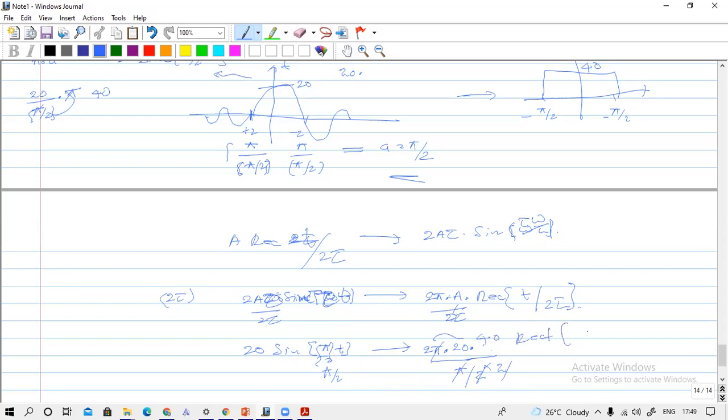Rect t by 2 tau. Tau is 5 by 2, that means you have 5 here. So this is the pulse width, 5. The pulse width is 5, which means it should be from minus 5 by 2 to plus 5 by 2. And this is the amplitude 40. So our derivation is okay, no, in both.